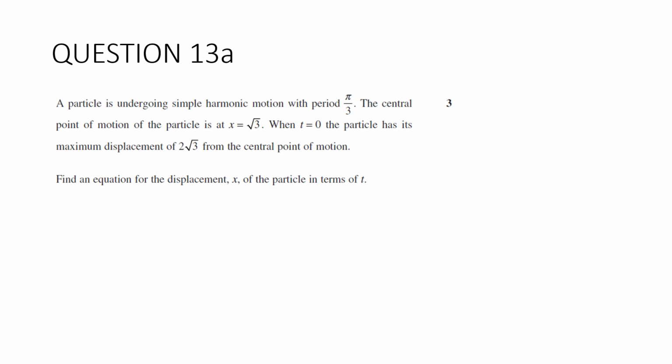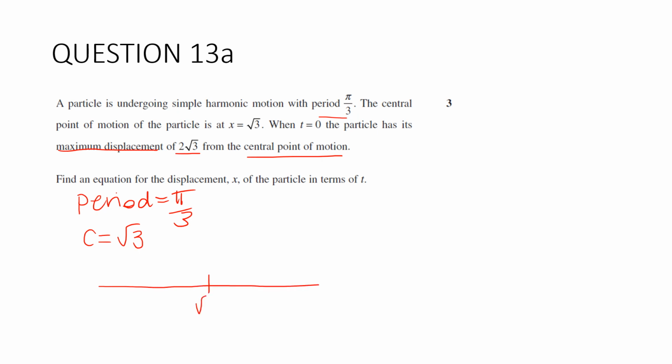13a. A particle is undergoing simple harmonic motion with period pi on 3. So period equals pi on 3. The central point of the motion of the particle is at x equals root 3. When t equals 0, the particle has its maximum displacement, which is 2 root 3 from the central point of motion. So the centre of motion is root 3, and at t equals 0, it's starting at the maximum point, 2 root 3 from root 3, so that's 3 root 3. And this is going to be the amplitude.